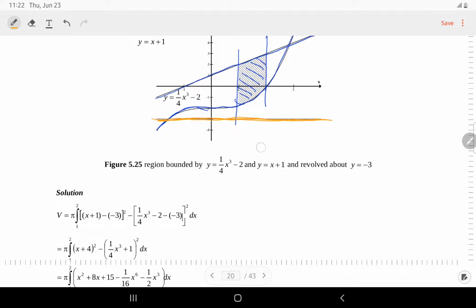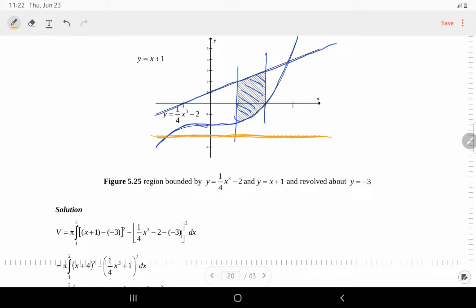So should we use the formula from 5.5 or 5.6? Of course 5.5, because the 5.5 formula is for when the axis of revolution is below the shaded region. So we use the formula from theorem 5.5. We integrate from 1 to 2, because here it is 1 to 2. Then the upper function, or upper boundary, this one.